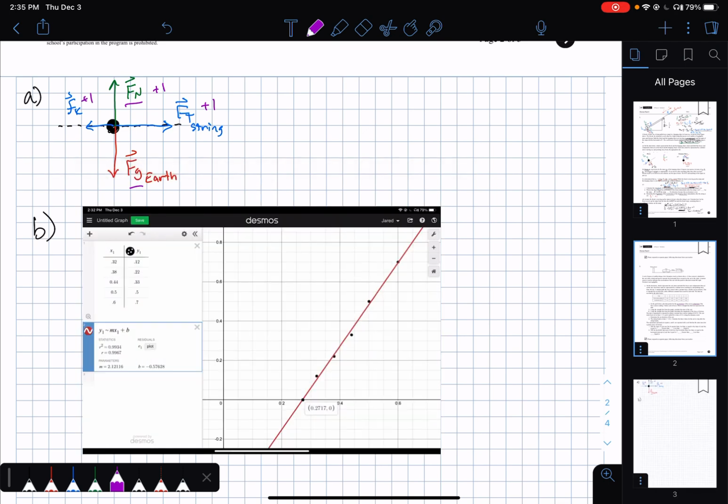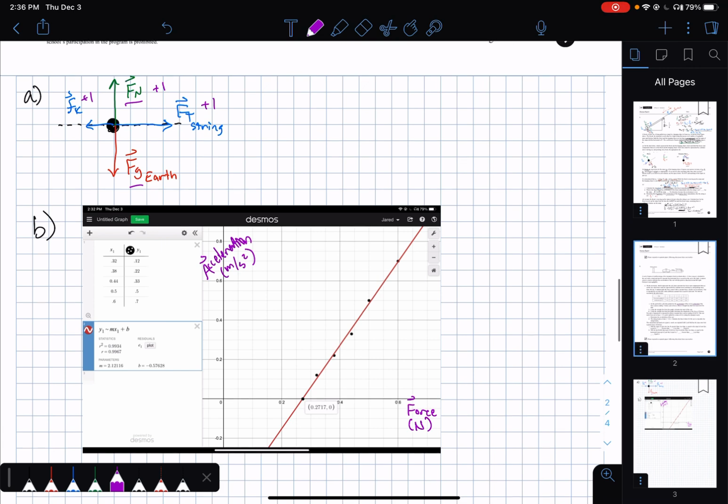And the point breakdown for this was I would need to label my axis. So here is acceleration, and that is meters per second squared. Here is force measured in newtons. I've got my data plotted, and that got you 3 points with the line of best fit for that. So part B was worth 3 points: one for drawing the graph and plotting things correctly, drawing a straight line, and then labeling your axes.